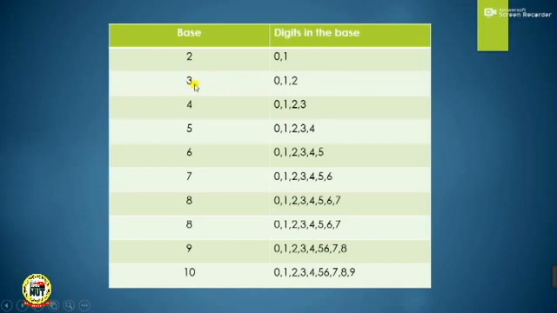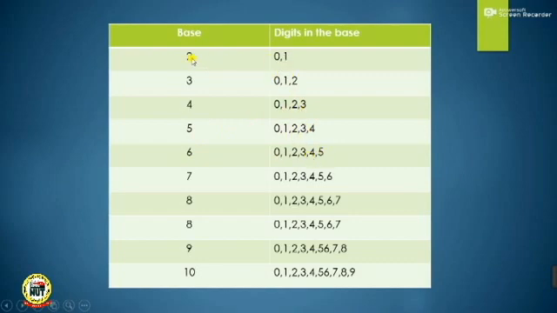Then base 3, the digits you have in base 3 are 0, 1, 2. Then for base 4, the digits are 0, 1, 2, 3. And for base 5, you have 0, 1, 2, 3, 4. Then base 6, the same thing. Now, if you look at the way these numbers are arranged, you observe one thing.